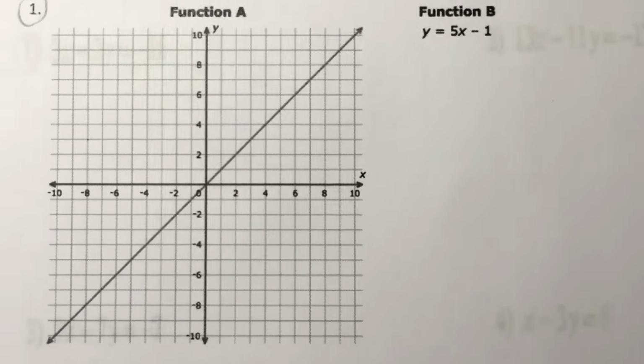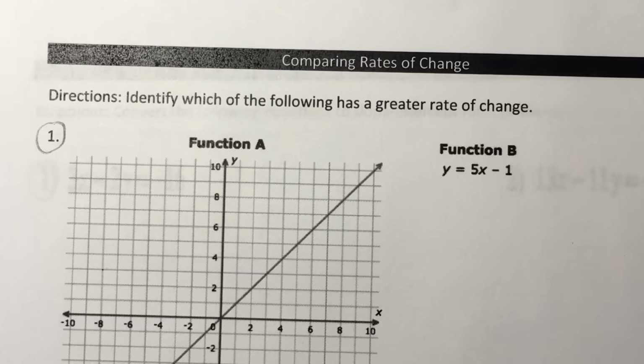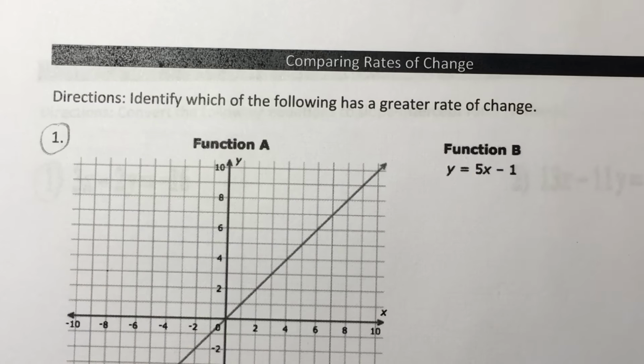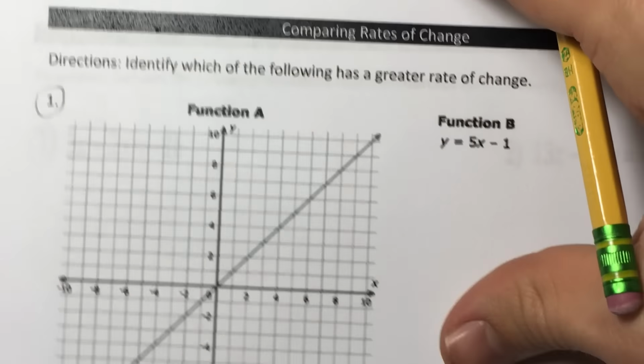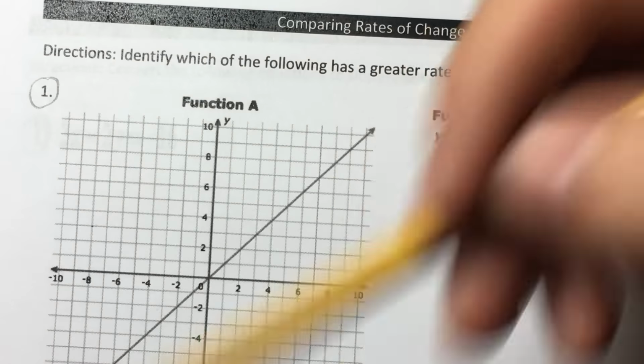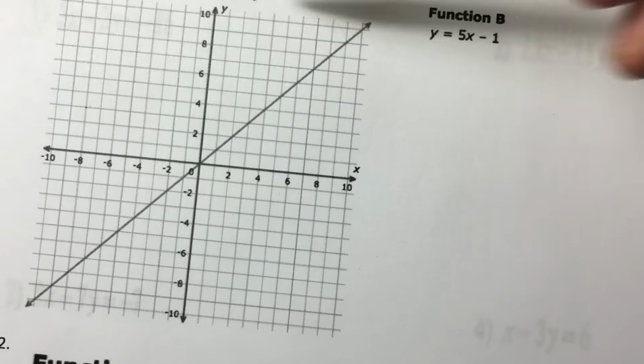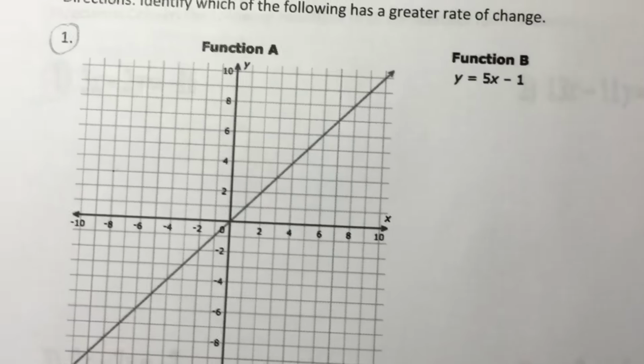All right, so we've been talking about rate of change as we were talking about linear. Now on this third page here, we're going to be comparing rates of change. So in each of these numbers 1, 2, and 3, we want to know which function, A or B, has a greater rate of change.